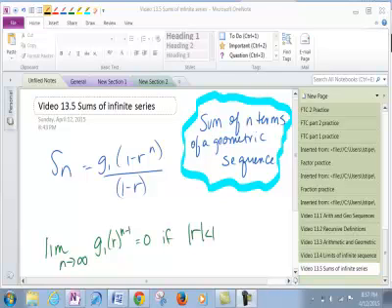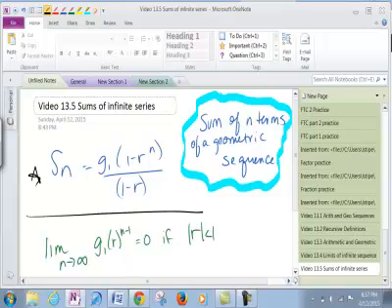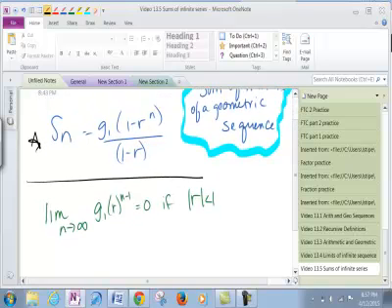In video 13.3, we discovered the sum formula for adding up n terms in a geometric sequence was the formula S_n equals g sub 1 times the quantity 1 minus r to the n, all over the quantity 1 minus r. Then in 13.4, we discovered that the limit as n approaches infinity of a geometric sequence was equal to 0 as long as the ratio, absolute value, is less than 1.